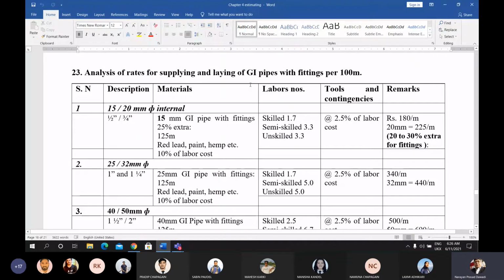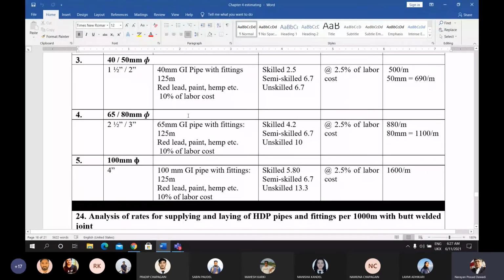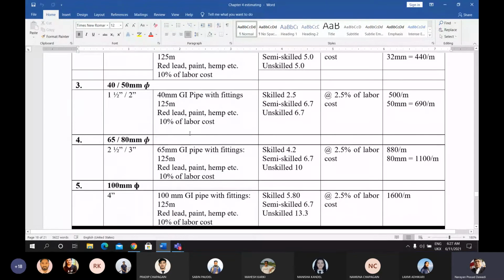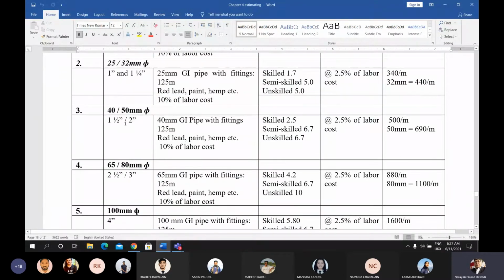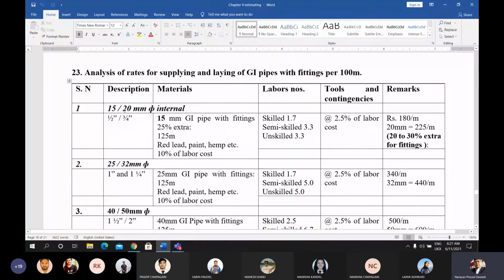The pipes, GI pipes and PVC pipes, may be available in small diameters. In the market, you can get 15 mm diameter, 20 mm, 25 to 30 mm, 40, 50 mm, 65, 80 mm, and 100 mm diameter. I did only up to 100 mm diameter. You may be asking the question in terms of inches also, right? At that time, 100 mm is 4 inch, 80 mm is 3 inch, 65 mm is 2.5 inch, 40 mm is 1.5 inch, and 50 mm is 2 inch. 25 mm is 1 inch, and 32 mm is 1 1/4 inch. 15 mm is half inch, 20 mm is 3/4 inch.